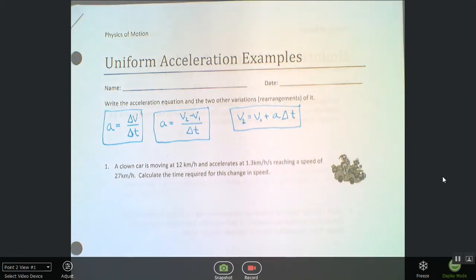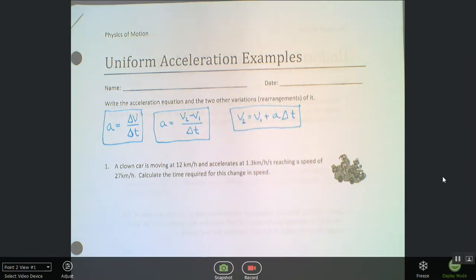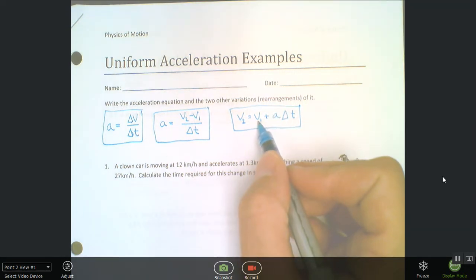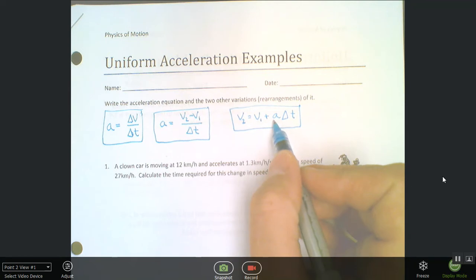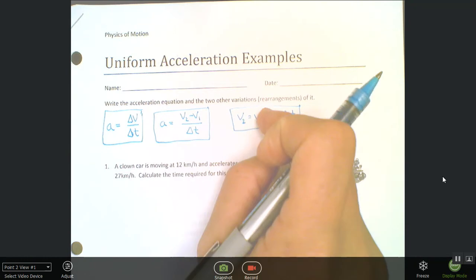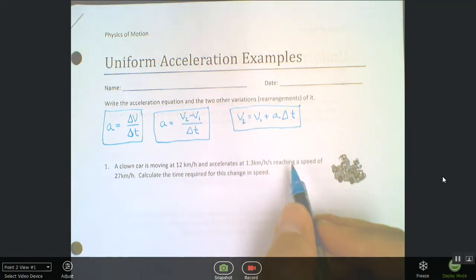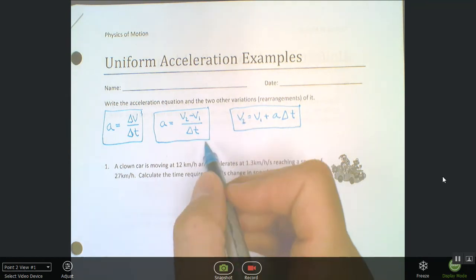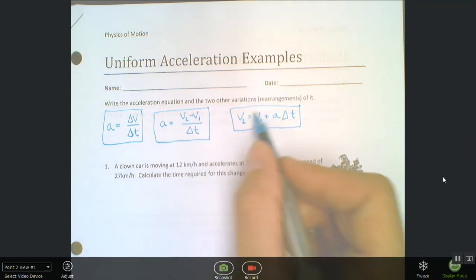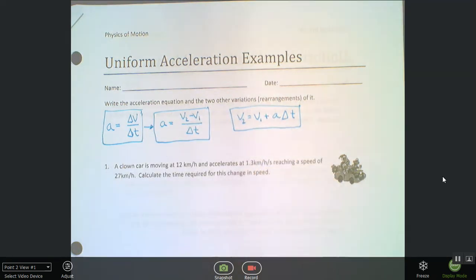Now, there are different rearrangements. From here, you can basically solve most of the problems that we need to find by simply saying, if you were looking for V1, but you knew V2, you know acceleration, and you know the time, you would have to move the A delta T over to isolate for V1 by subtracting it. So it's some very basic mathematics to get from those points. So with this equation and this equation here, this one's exactly the same equation, you are able to solve all these acceleration problems at this point.